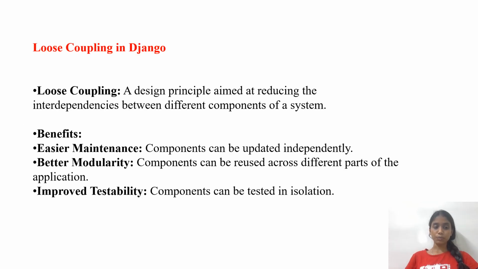So, loose coupling in Django. Loose coupling is a design principle aimed at reducing the interdependencies between the different components of a system. When we talked about the Django architecture, it follows the MVC architecture. MVC is nothing but model view controller. In other architectures, if we don't follow the MVC architecture, we need to integrate all the three codes into the same file. Whenever we want to change one file, it is interdependent on the other file. Whenever we want to change the views.py file, we can't simply change the views.py file. It has side effects on the urls.py file or models.py file and templates also.